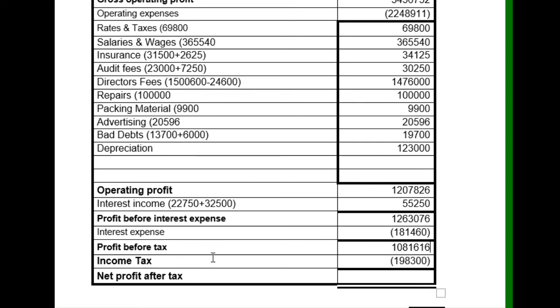But in grade 12, we simply got another entry, and that is the income tax. Again, the total 1081616 minus 198300, and that gives me 883316, and that is my net profit after tax. In other words, now I've completed my income statement. Go and do some activities and see if you get it right. Good luck.